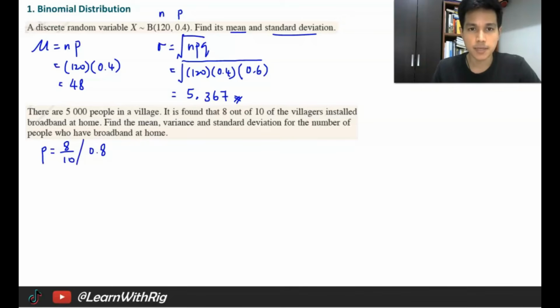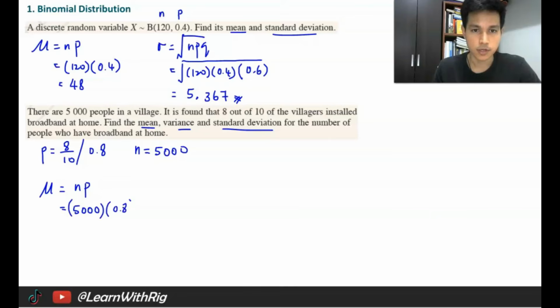Okay. Find the mean, variance, and standard deviation for the number of people who have broadband at home. So what is this 5,000? 5,000 people are sort of like the number of trials. So N is equal to 5,000. So what is the mean? Mean is NP, which is 5,000 times 0.8. So you should get 4,000.